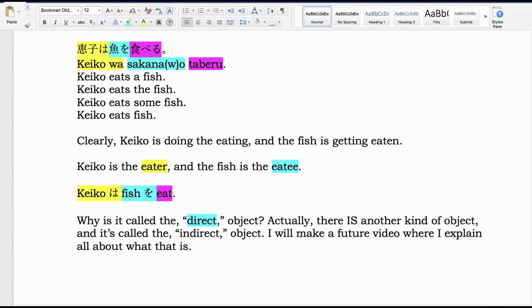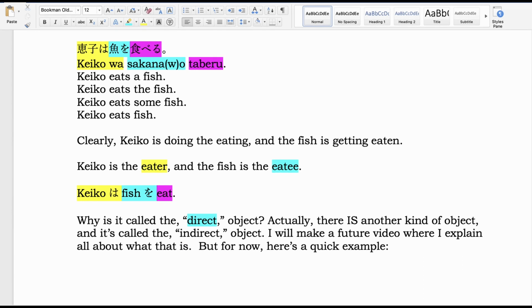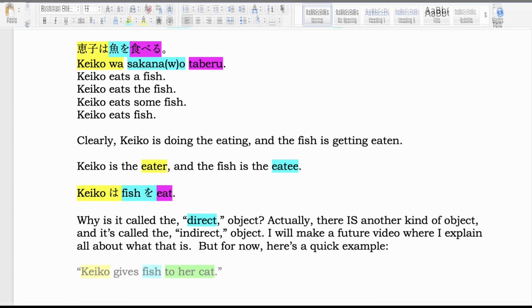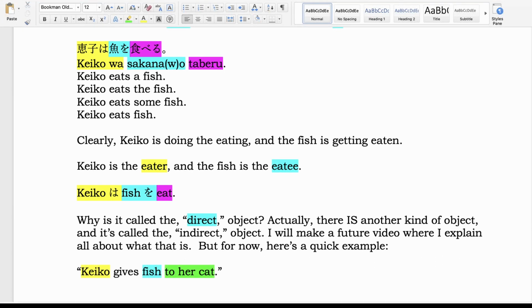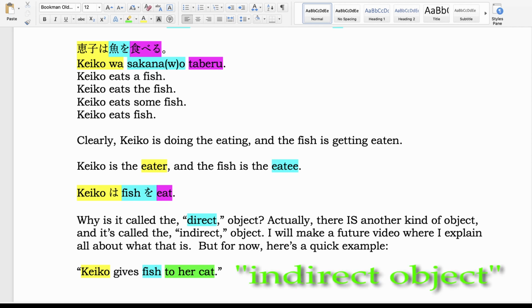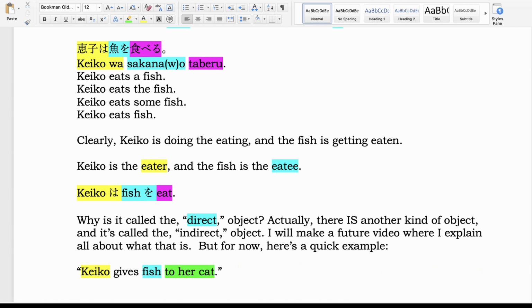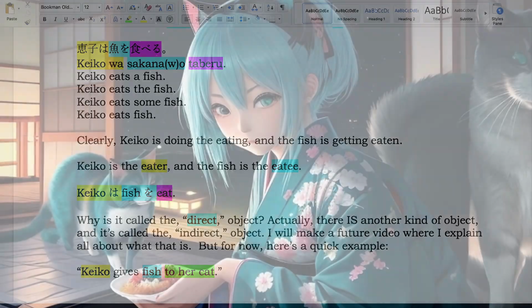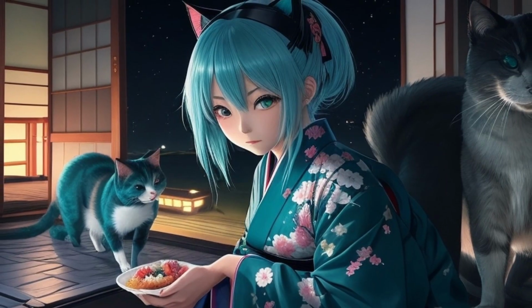I will make a future video where I explain all about what that is. But for now, here's a quick example. Keiko gives fish to her cat. That green part is what we would call the indirect object. The action of giving is happening directly on the fish, the blue part. But the "to the cat" part is an indirect thing that's happening.